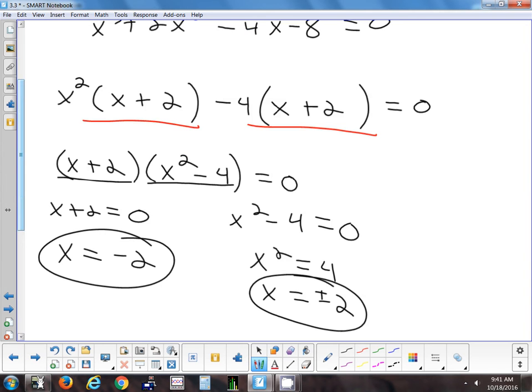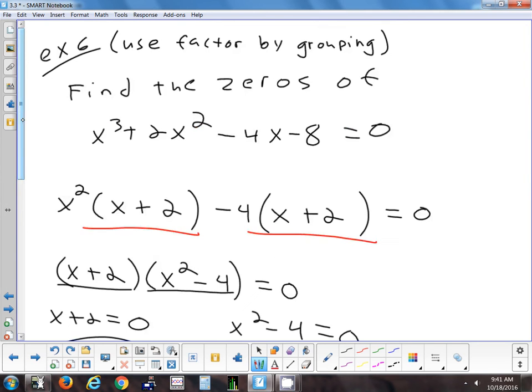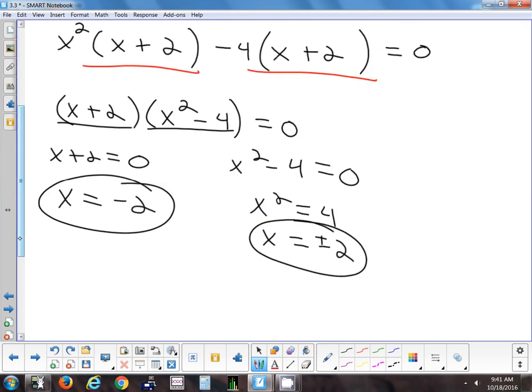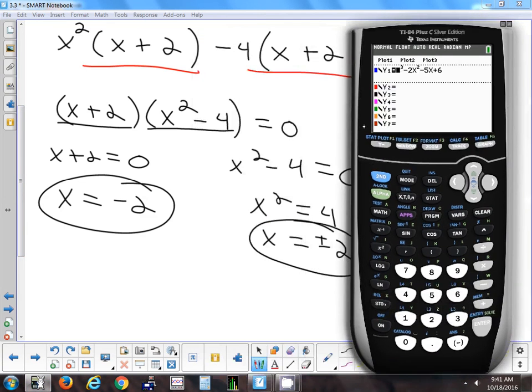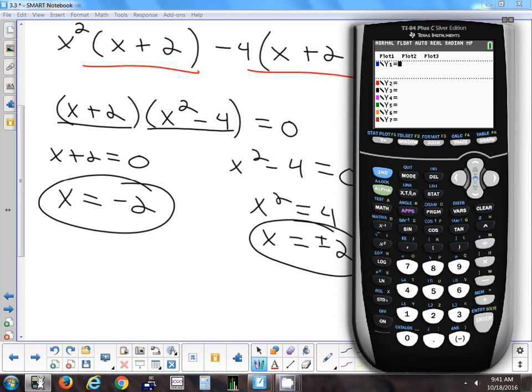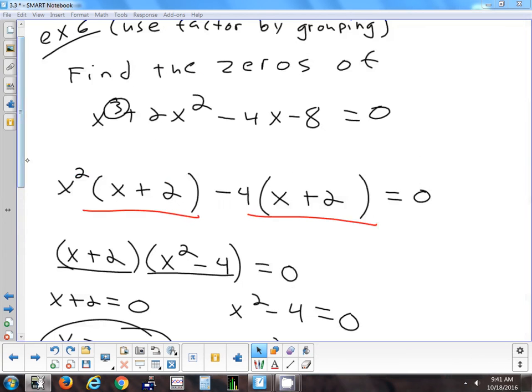Okay, so notice the highest exponent. It's a 3. How many answers did we get? We got 3 answers. One of them is a repeat. That's okay, but we still did get 3 answers. So how many times is this graph going to cross the x-axis? Only 2. It's going to cross the x-axis at negative 2 and positive 2.